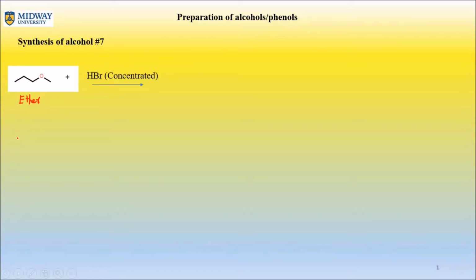Now, I'm going to write another compound right next to it, plus concentrated HBr as well. Now, I want you to pay attention to the product and how the product itself will be different. So we have two ethers. One of them is symmetrical, right? This is a symmetrical ether, and this is an asymmetrical ether, right?